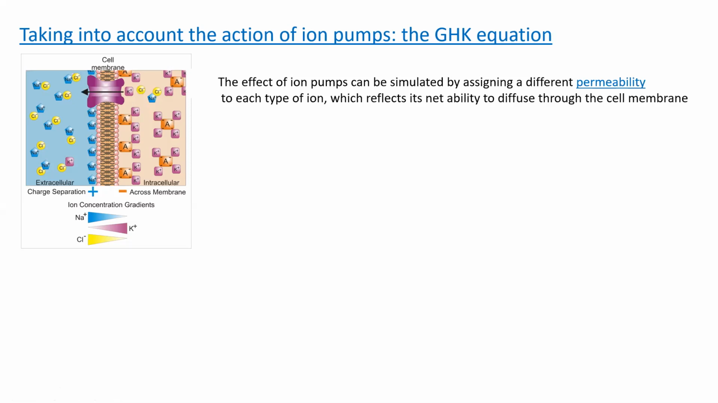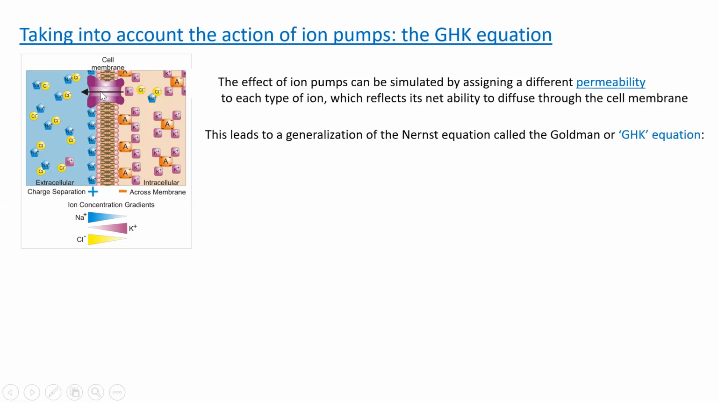So the effect of the ion pumps can be simulated by assigning a different permeability to each type of ion. And this permeability reflects the net ability of each ion to diffuse through the cell membrane, including its natural diffusion and the effect of these ion pumps. So this, including the permeabilities, as you'll see in a second, leads to a generalization of the Nernst equation called the GHK equation, or sometimes just the Goldman equation after the G for Goldman.